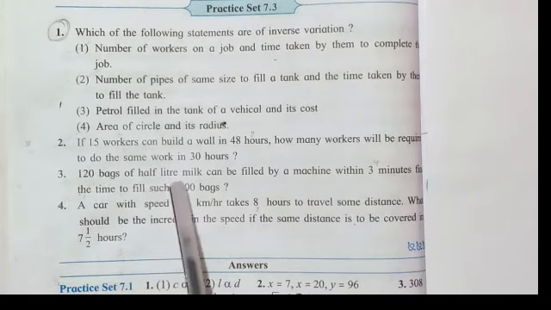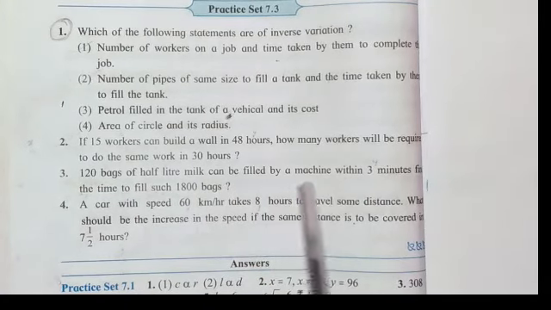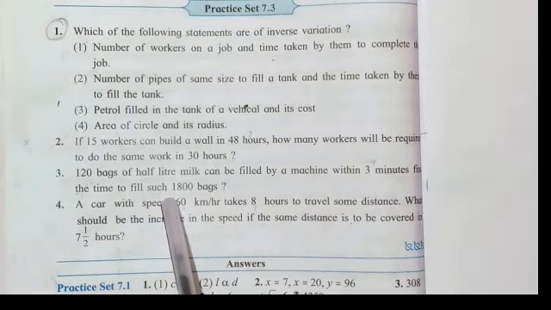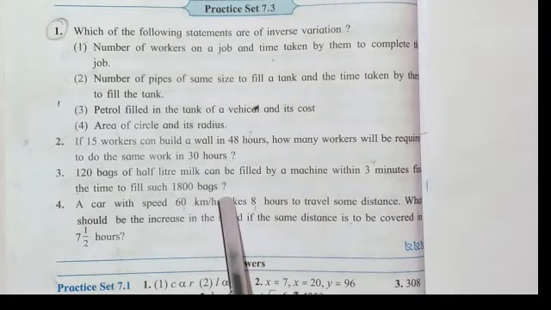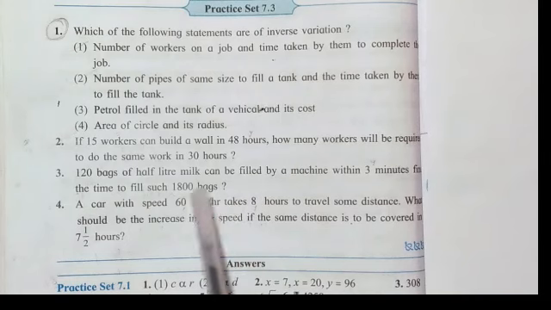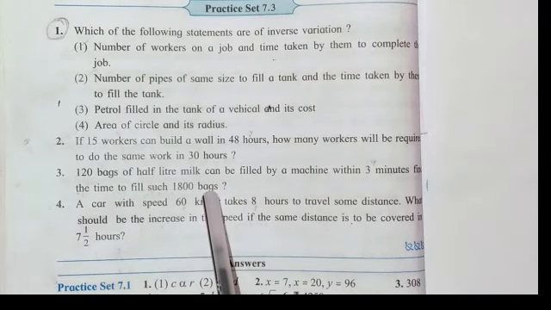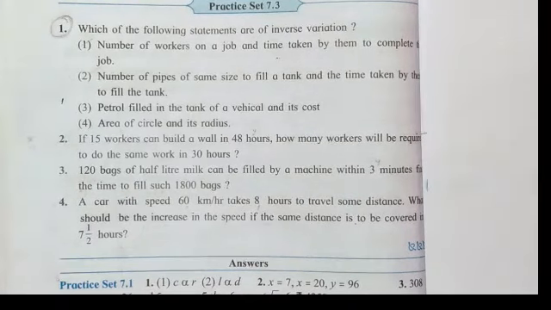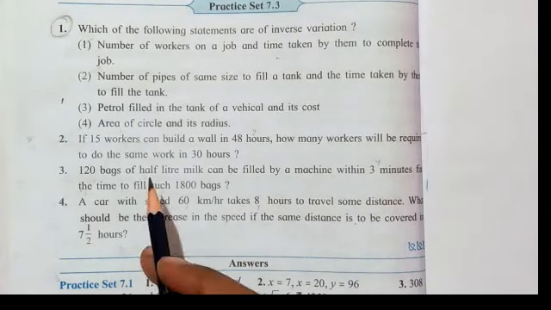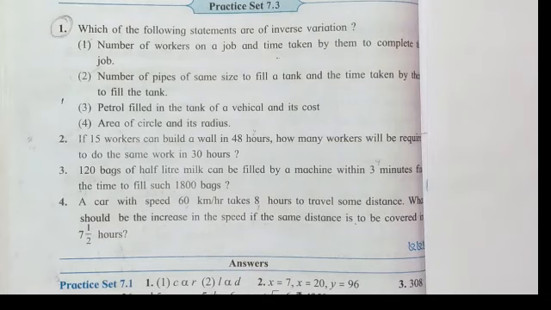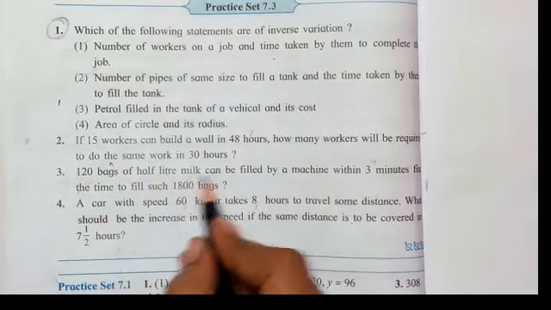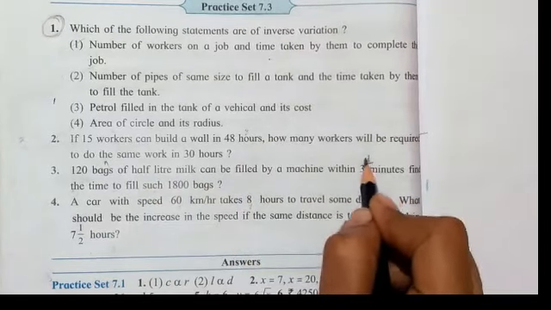120 bags of half-liter milk can be filled by a machine within 3 minutes. Find the time to fill 1800 bags. So if the number of bags is increased, then naturally the time will be increased. So this is a sum of direct variation, as the number of bags will be considered as n and time is considered as t.